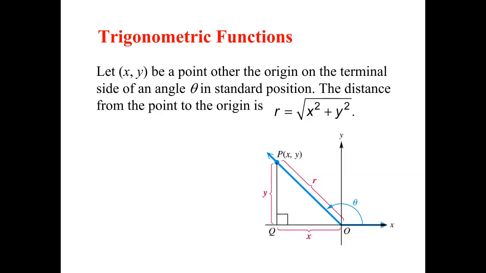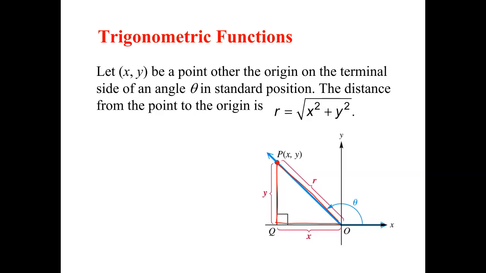We can pick any point on that line and use it to form a triangle with the x-axis. Note, the triangle is always formed with the x-axis. Okay? I'm not going to form a triangle with the y-axis. So we can pick any point on that line, form a triangle with the x-axis, and then use that point to discern some information about that triangle.